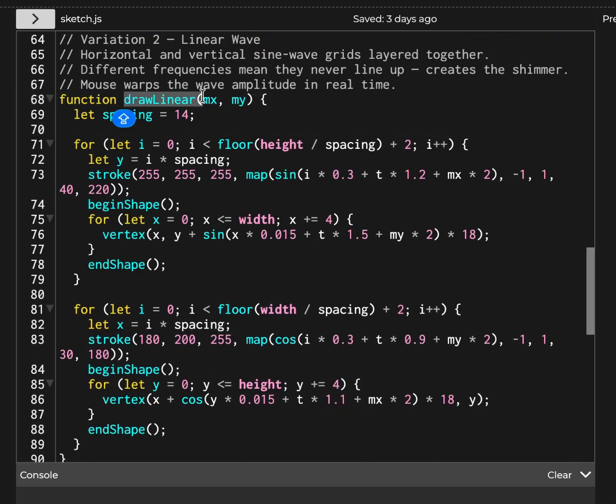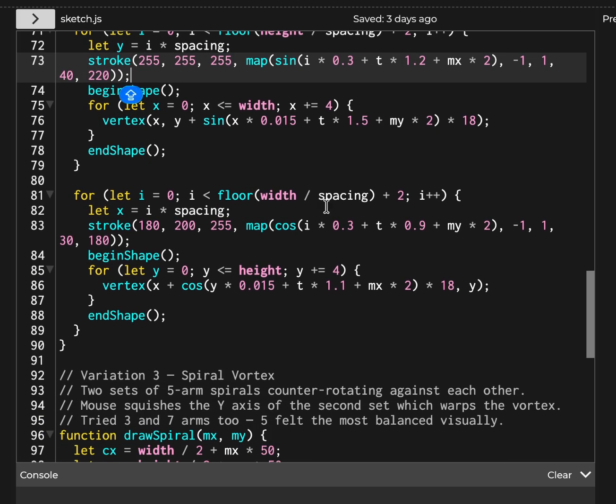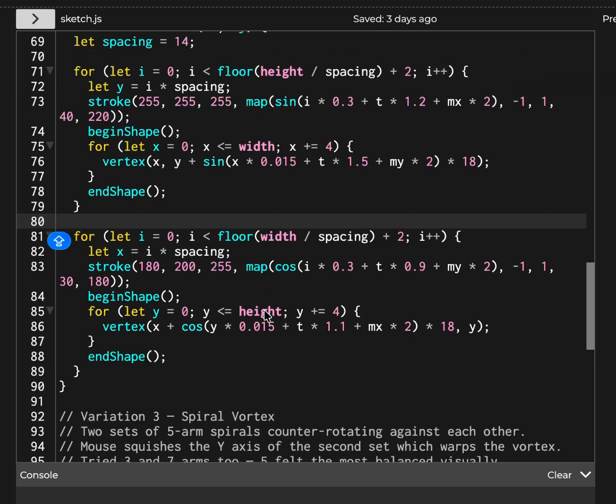For variation 2, drawLinear, there are two nested loops, one for horizontal and one for vertical. Each line is drawn as a beginShape with individual vertices, and the y position of each vertex is offset by a sine wave. The horizontal and vertical families use the same frequency, 0.015, but different time multipliers, 1.5 versus 1.1, so they never perfectly align, which is what creates the shimmer.